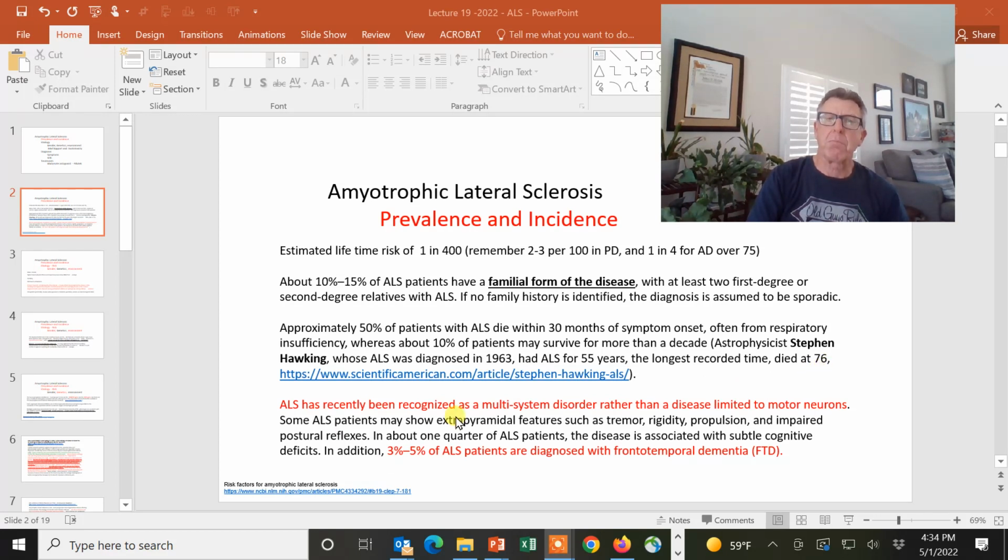Okay, it's multiple system atrophy and degeneration, not just the motor neurons. The motor neurons are the ones that pop up first. And as I said, 3 to 5% of ALS patients also end up with frontotemporal dementia.